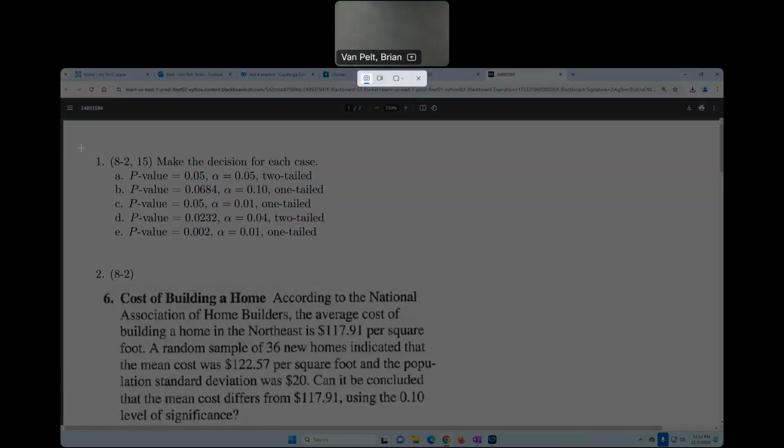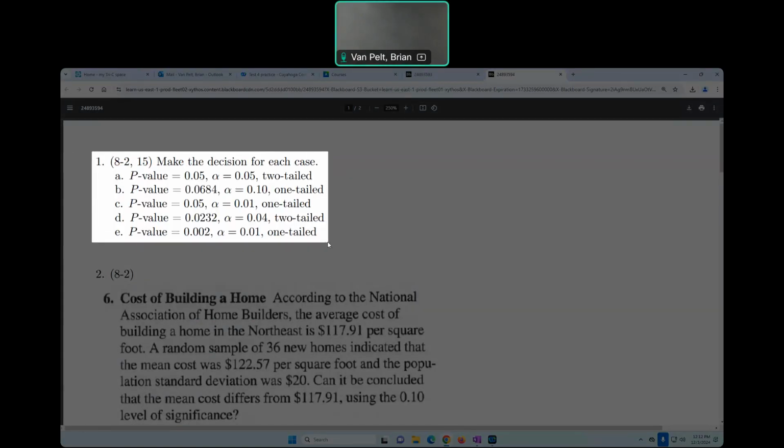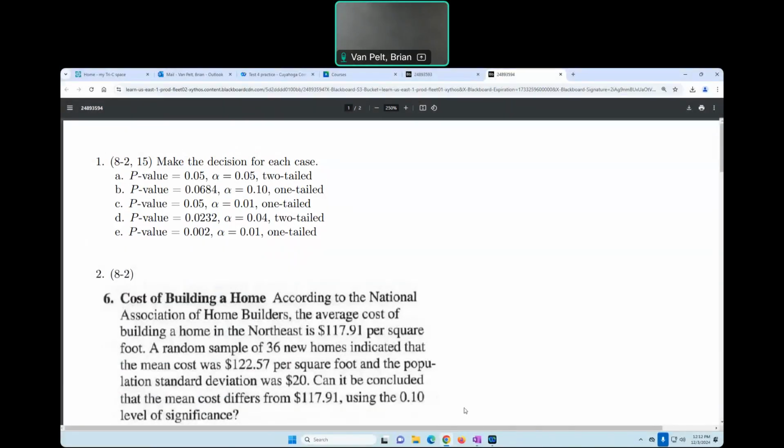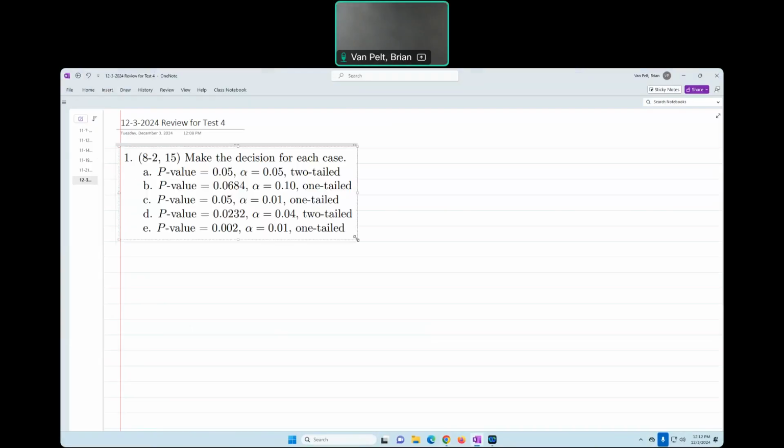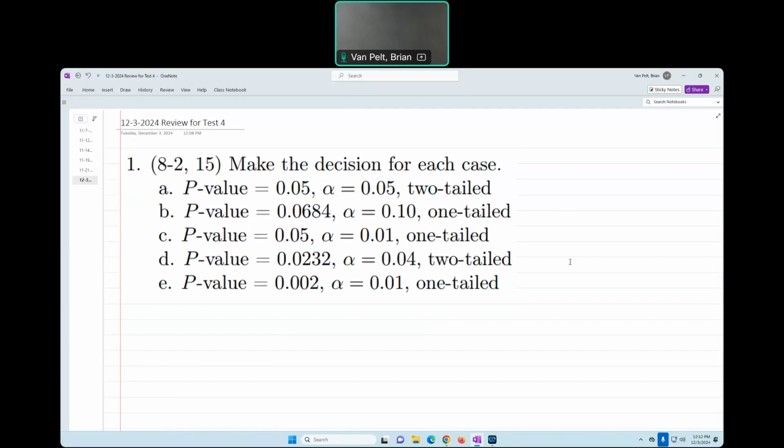I say we do the first and last one because they're very fast, and then we'll go and talk about the hypothesis tests. I'll put these notes up on the Blackboard as well, so you'll have the written as well as the video to go with it.